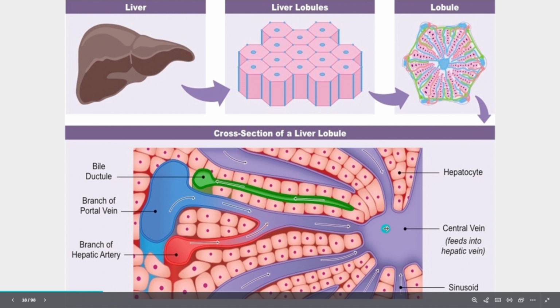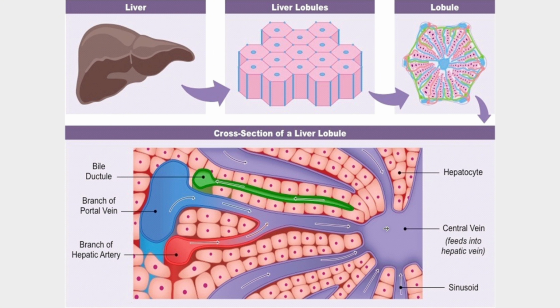Okay, so we already know that the liver contains three types of blood vessels, right? Hepatic portal vein, hepatic vein, and hepatic artery. So in general, the hepatic artery is the easiest one because it transports the oxygenated blood from the heart to the liver.